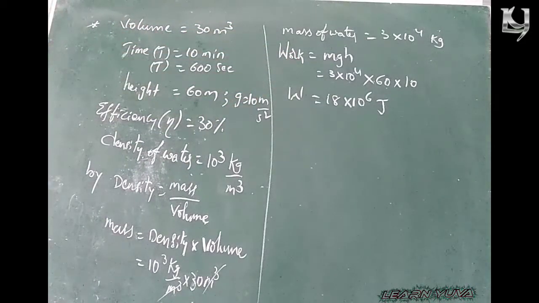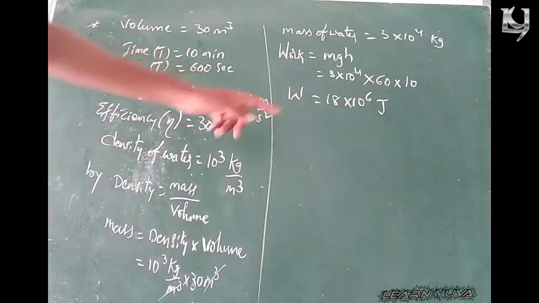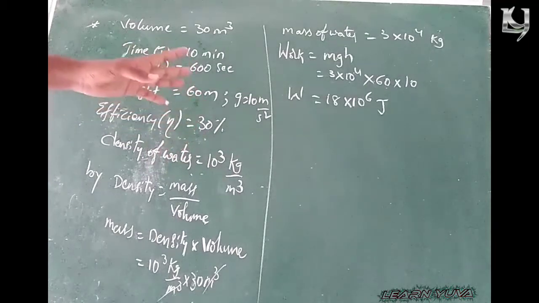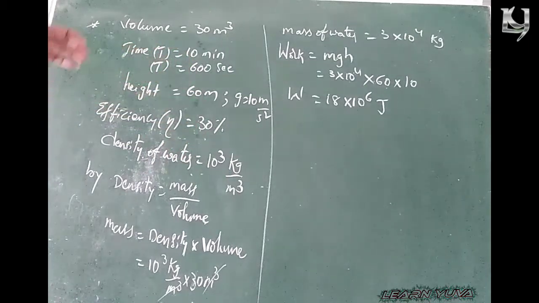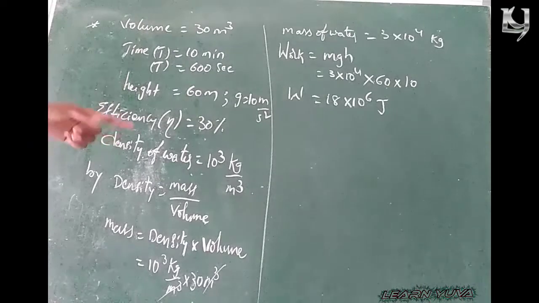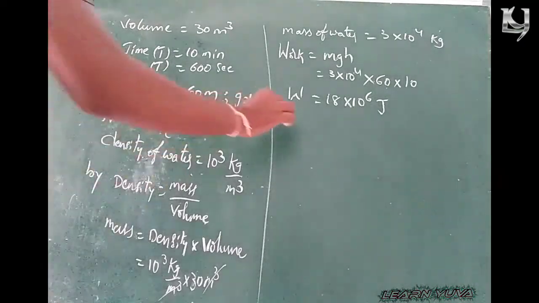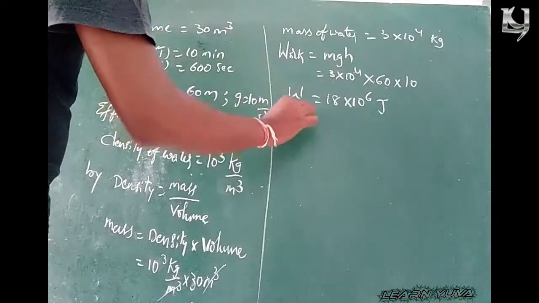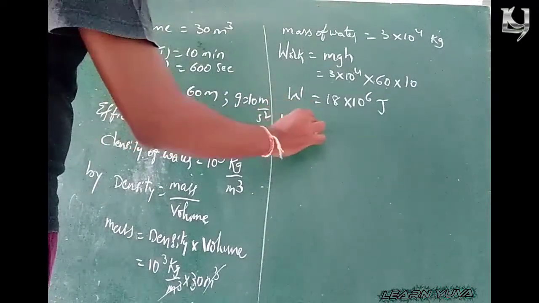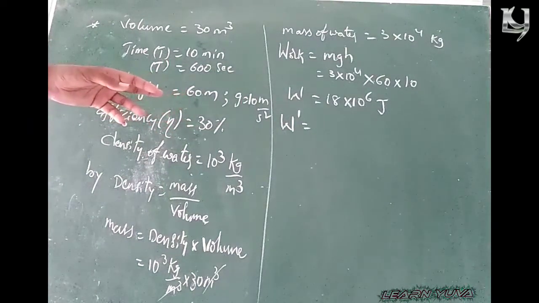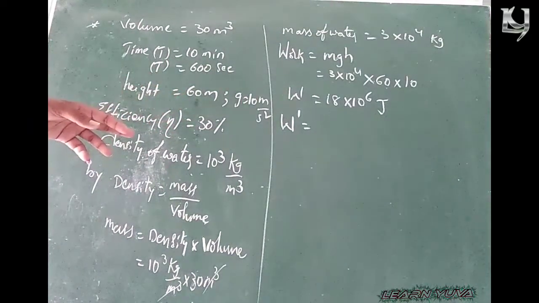But here, in this case, the efficiency of the pump is given. It is 30%. The efficiency is 30% only. So what is the work done by the pump with the efficiency of 30%? So the work done with 30% efficiency is W dash is equal to, here we are calculating the W dash with the efficiency of 30%.